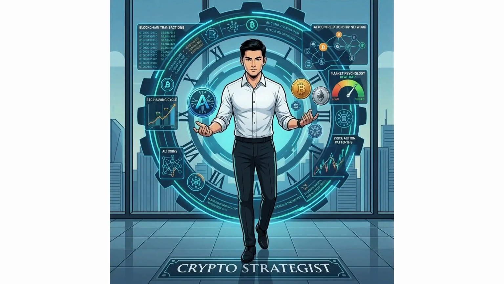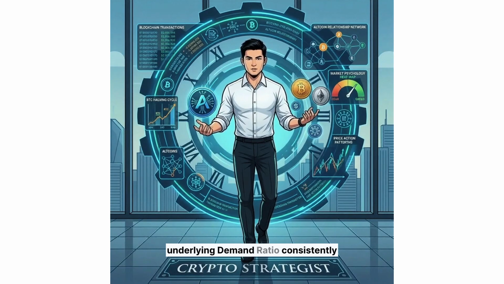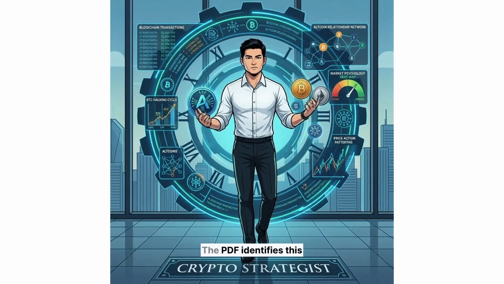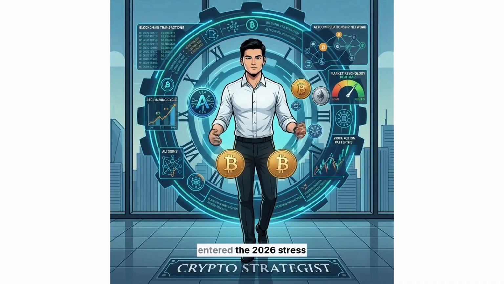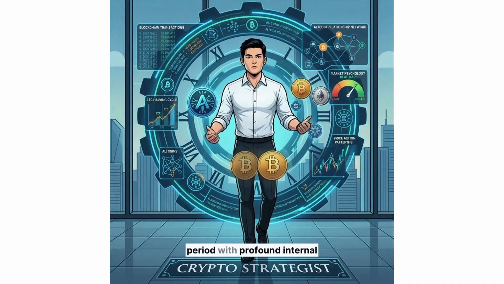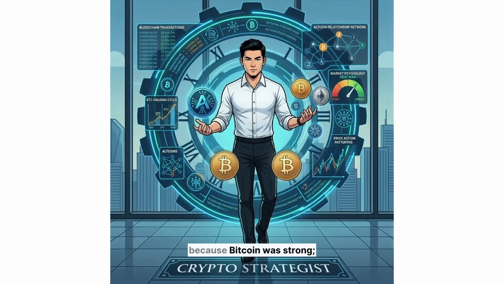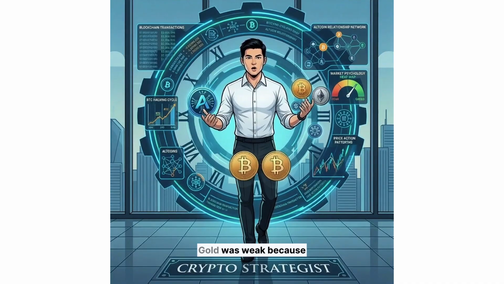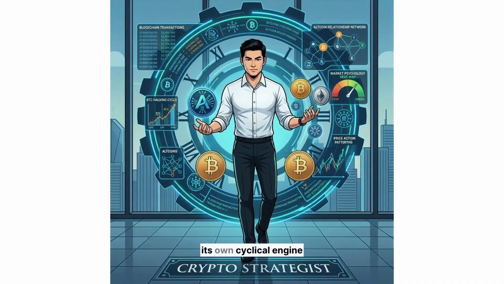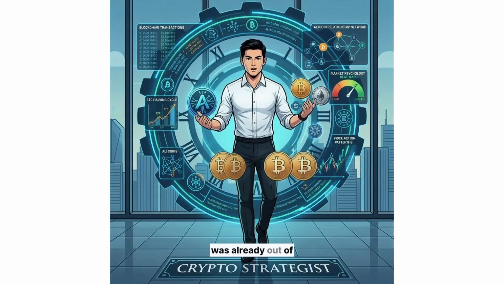During that final gold wave, price pushed toward new highs while the underlying demand ratio consistently failed. The PDF identifies this as a bearish divergence and concludes that gold entered the 2026 stress period with profound internal weakness. Gold was not weak because Bitcoin was strong. Gold was weak because its own cyclical engine was already out of fuel.